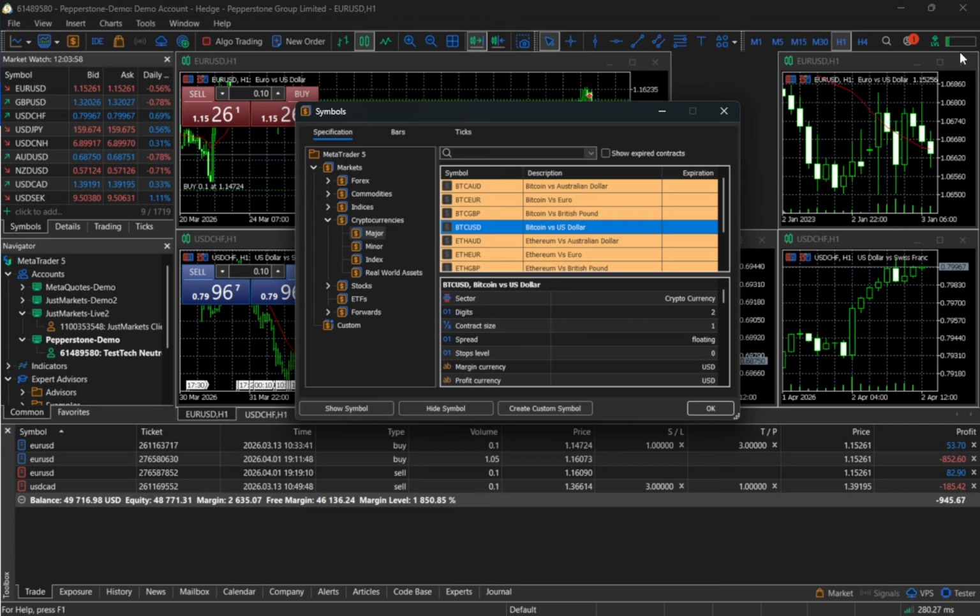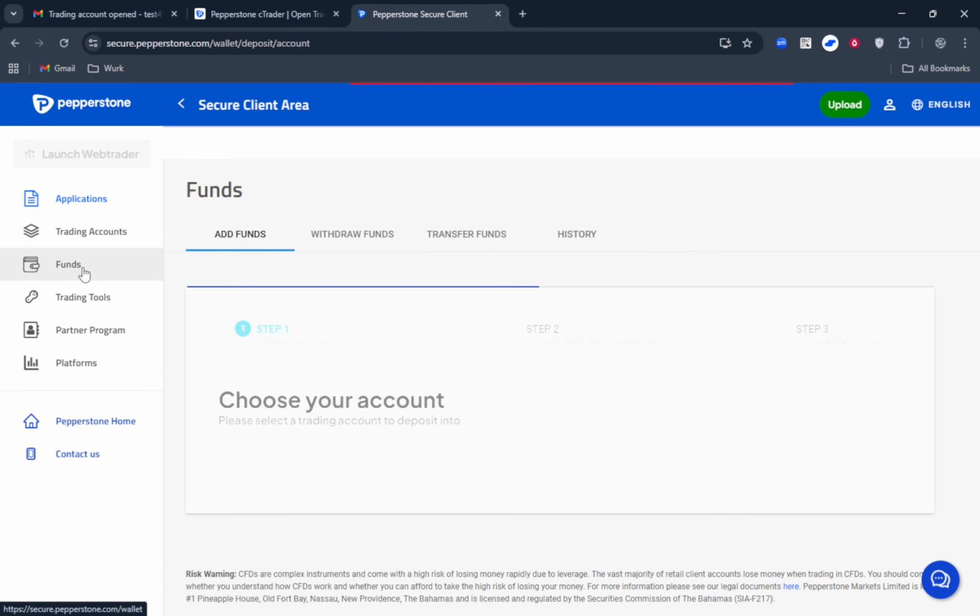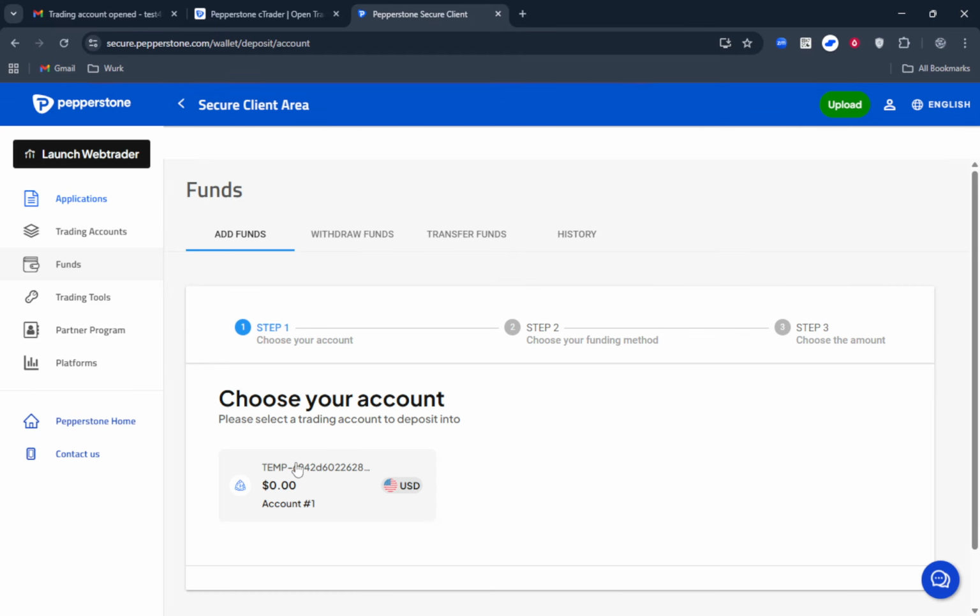risk control. The second option is Pepperstone's actual crypto platform, where you can deposit, hold, and withdraw real crypto. Think of it like a traditional crypto exchange. Supported assets include popular choices such as Bitcoin, Ethereum, Solana, and stablecoins like USDT and USDC.